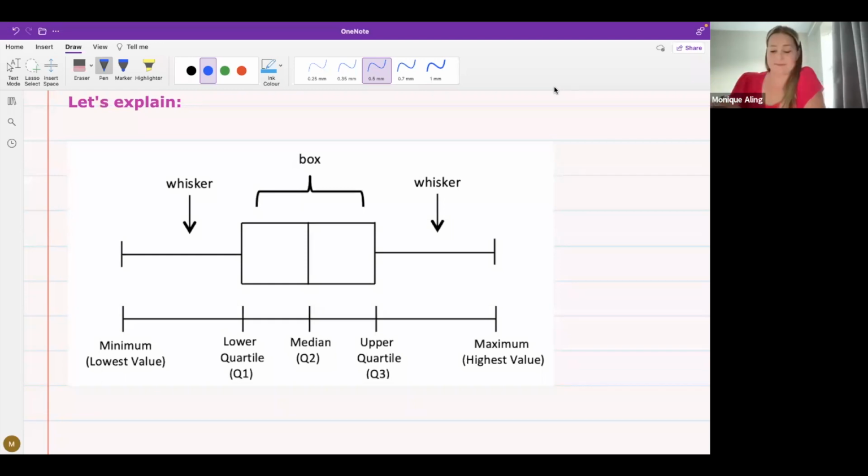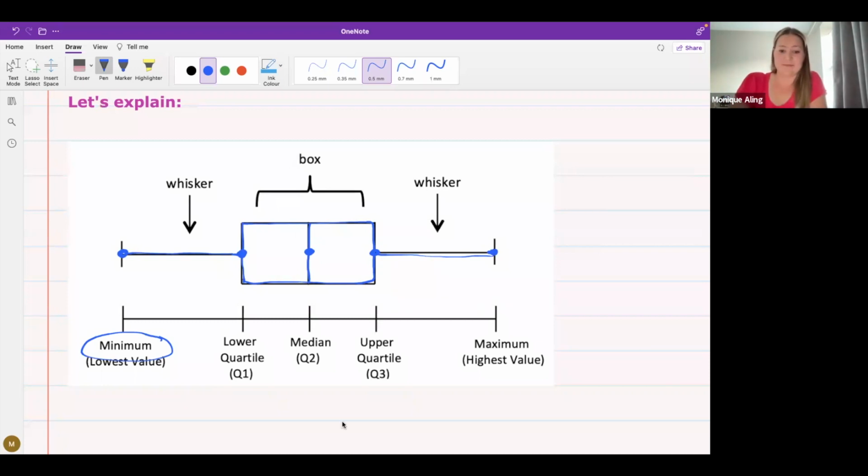So technically, this is my first point on my number line. That is my minimum value. We know how to find the minimum value of our data. Then this point over here is our quartile 1. This point over here is quartile 2 or our median. Quartile 3 is over here, and our maximum value is at the end. So our quartiles make up the box. Our maximum and minimum values make the whiskers.